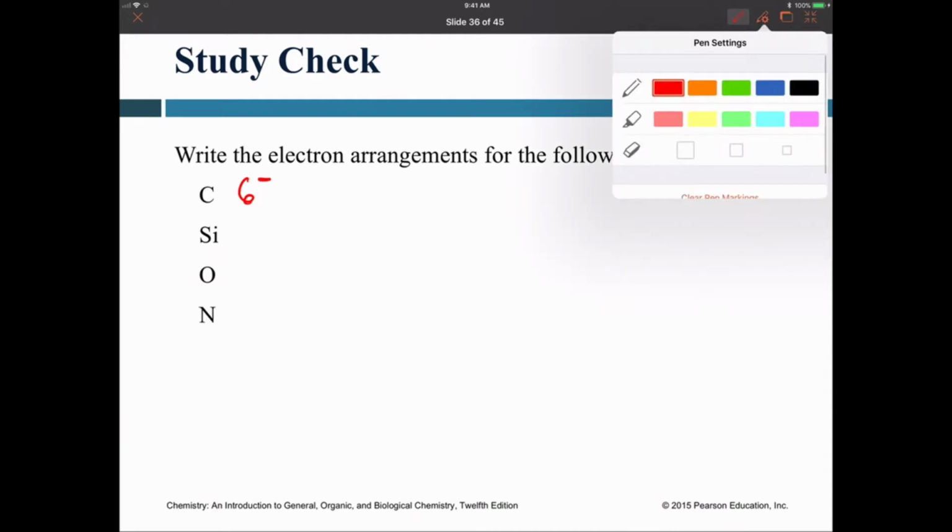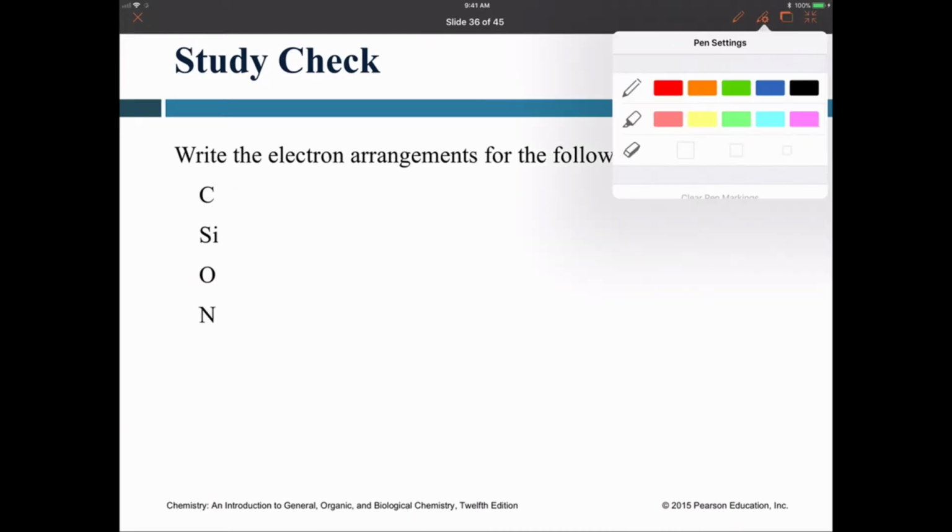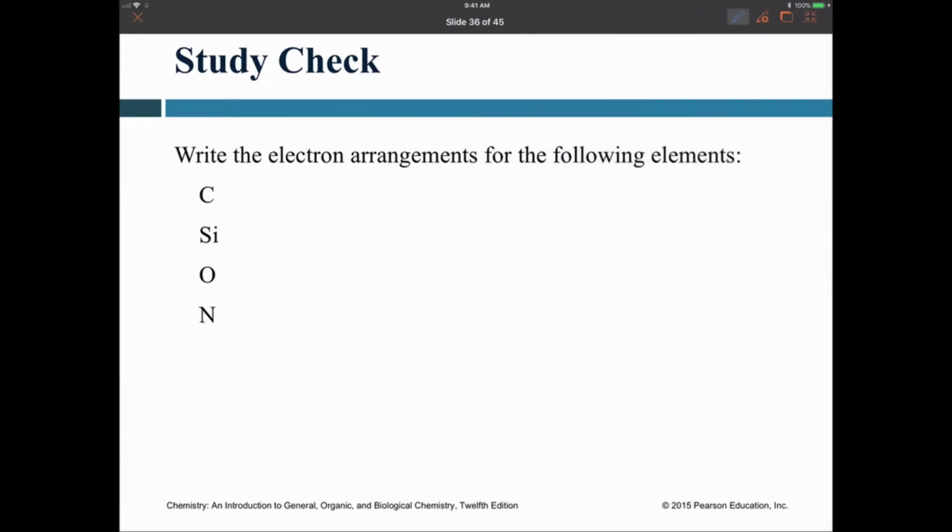Let's switch colors. Let's do blue. 6 electrons. Look up silicon. Silicon has 14. I guess I did that one for you, didn't I? Oxygen has 8. Nitrogen has 7.